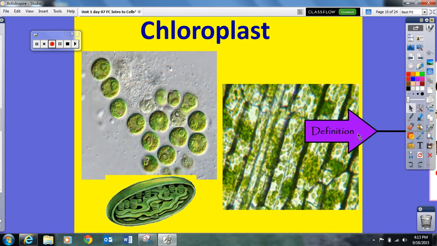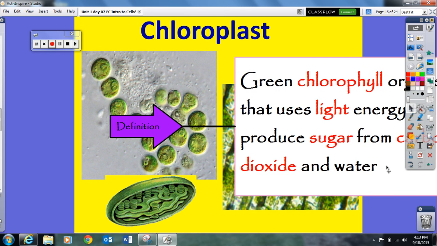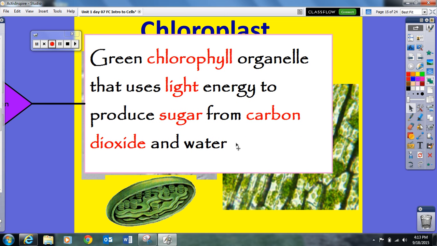Chloroplast. Plants have chloroplasts, and this is the organelle that makes the food energy. It's a green chlorophyll organelle that uses light energy to produce sugar from carbon dioxide and water. It's where food energy is made.